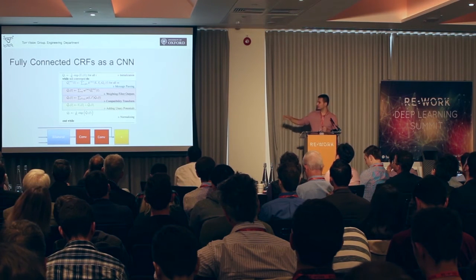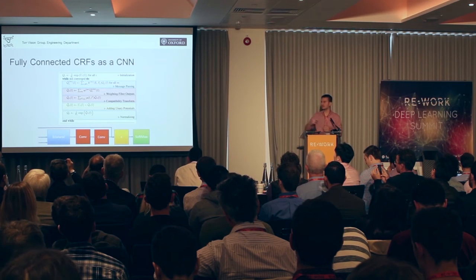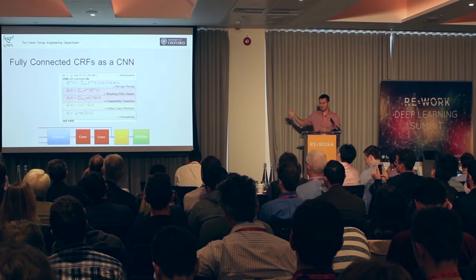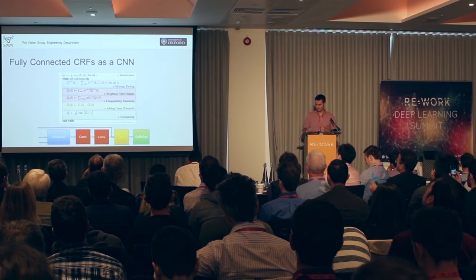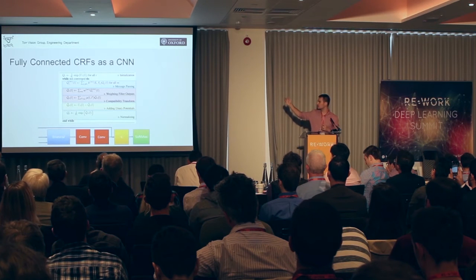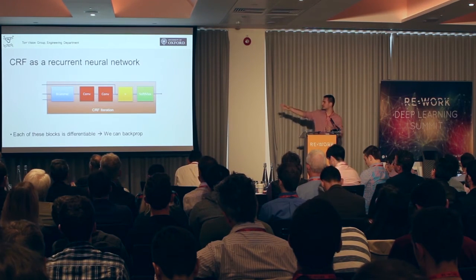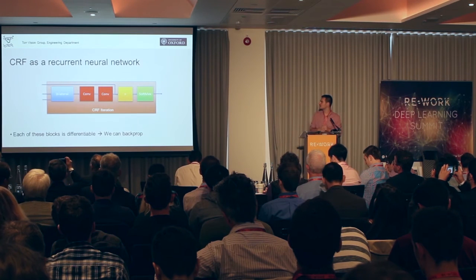Then we add the unary potentials, and finally there is a normalization. That is done by using a softmax layer. This consists of one iteration of the algorithm. We can put all this together in a conditional random field iteration.